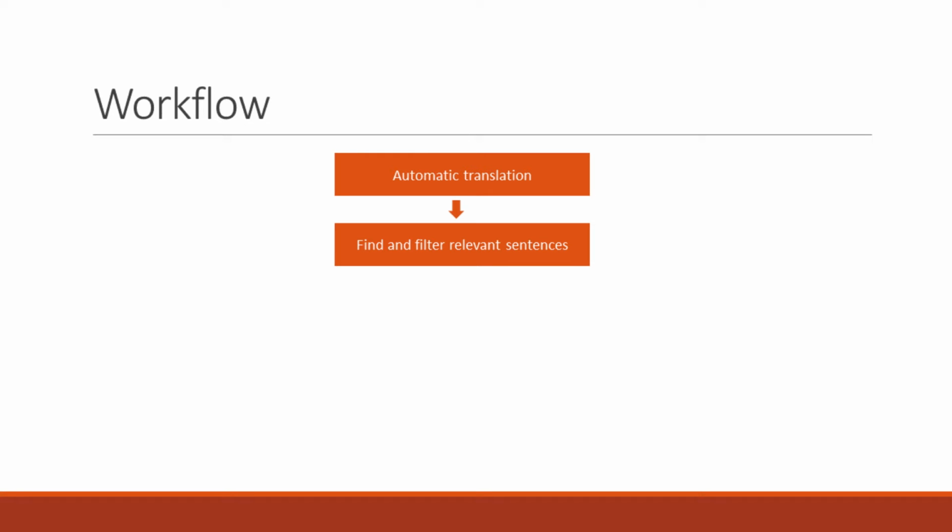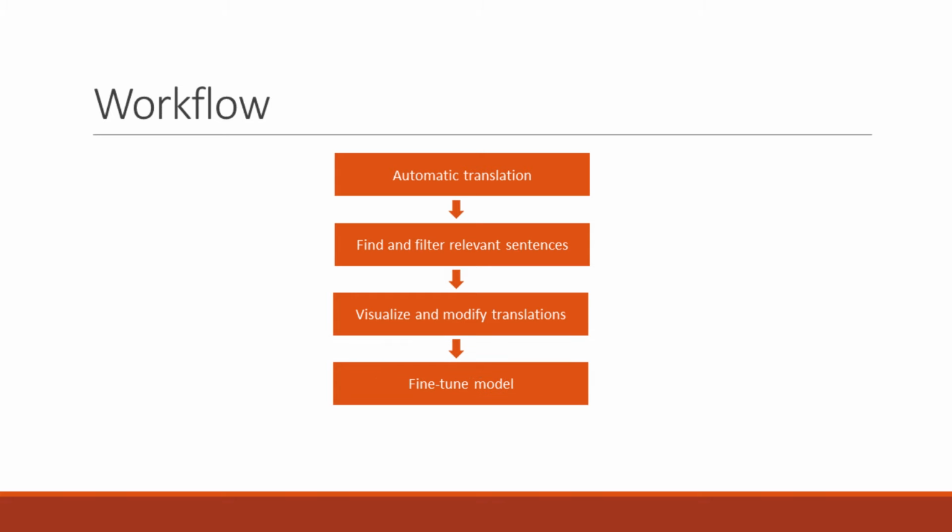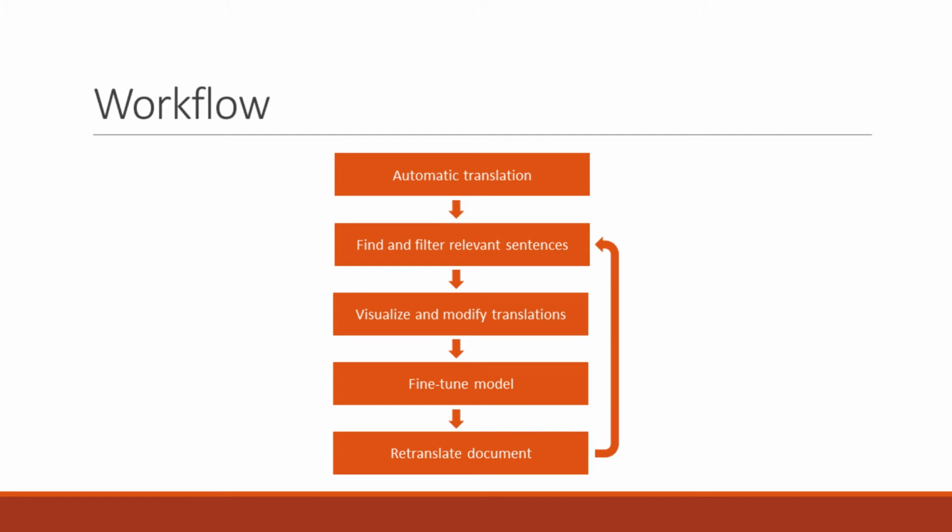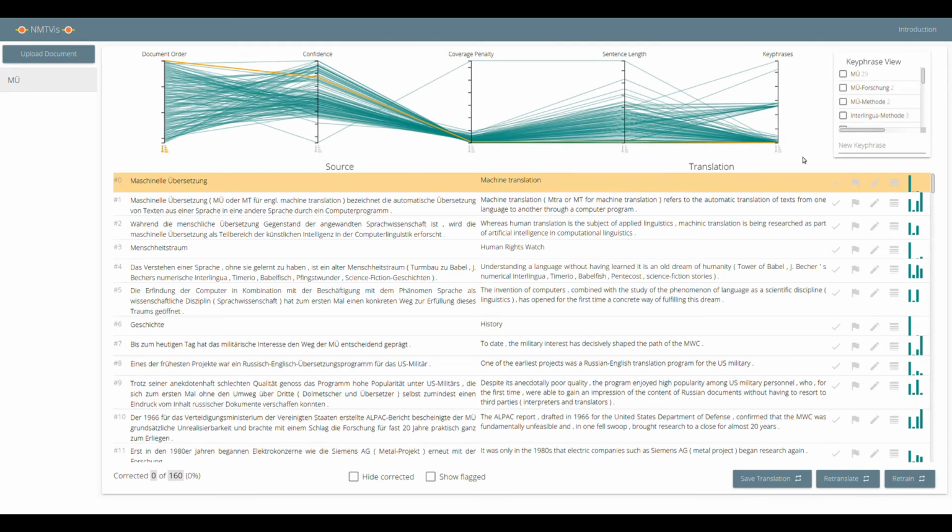Then the user uses the tagged sentences for correction using filtering options. Next, sentences are visualized and can be interactively modified. After correcting sentences, user corrections are used to fine-tune the model, retranslate sentences, and improve translation quality of the document. After uploading a document, this is the overview that is provided to a user after automatic translation.